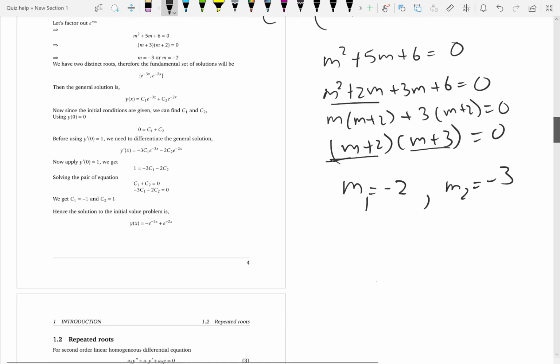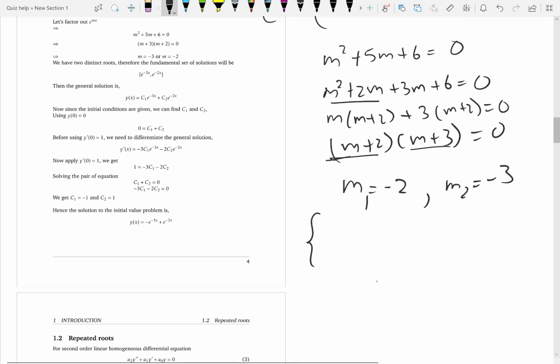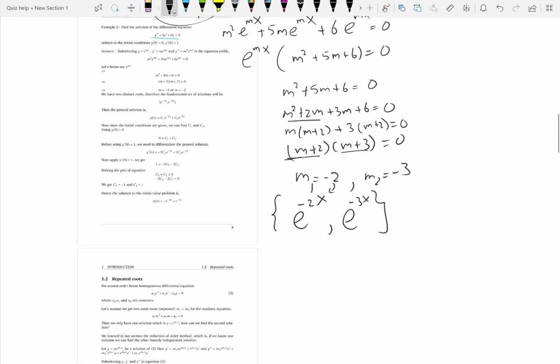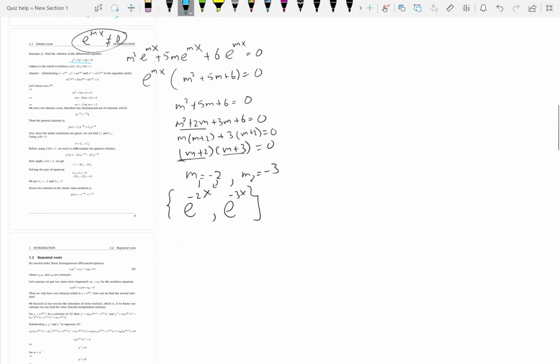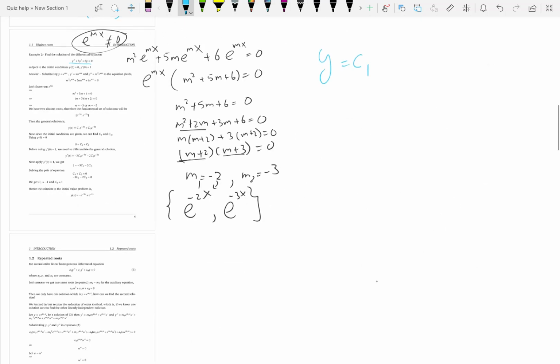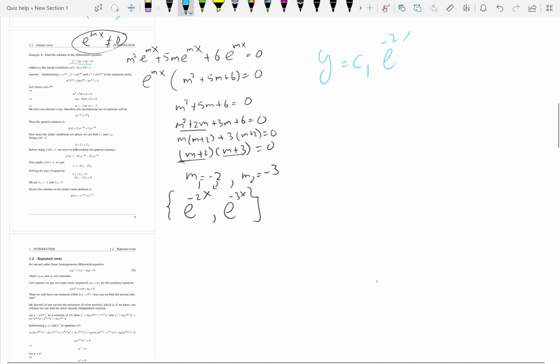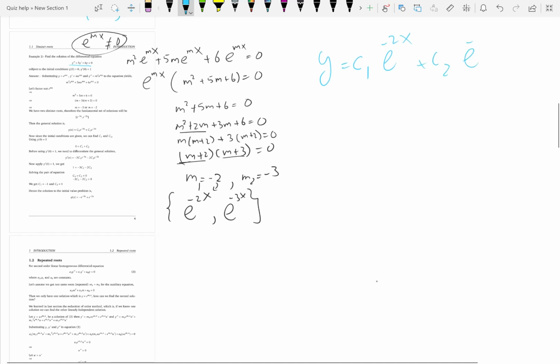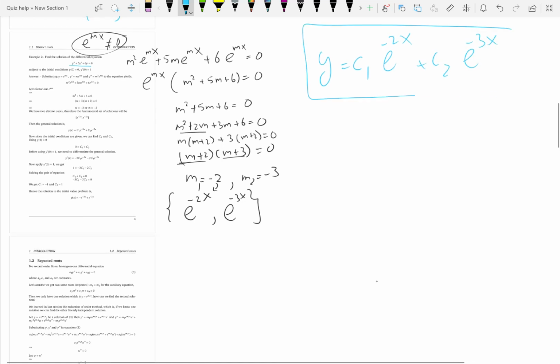So what is the fundamental set of solutions? Okay, e to the negative 2x from here and e to the negative 3x. That's the fundamental set of solutions. Now, what is the general solution? y is equal to c1 times e to the negative 2x plus c2 times e to the negative 3x. Isn't this so easy? Okay, practice the factorizing, or you can use the quadratic formula, whatever you like.